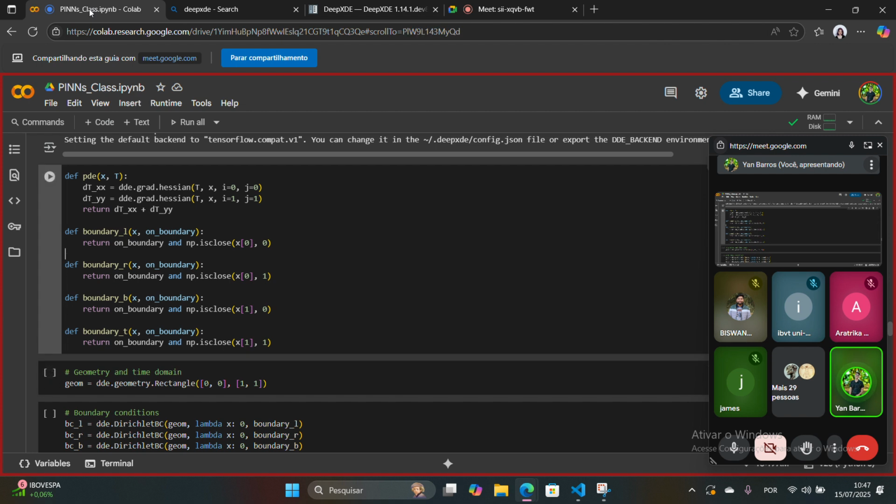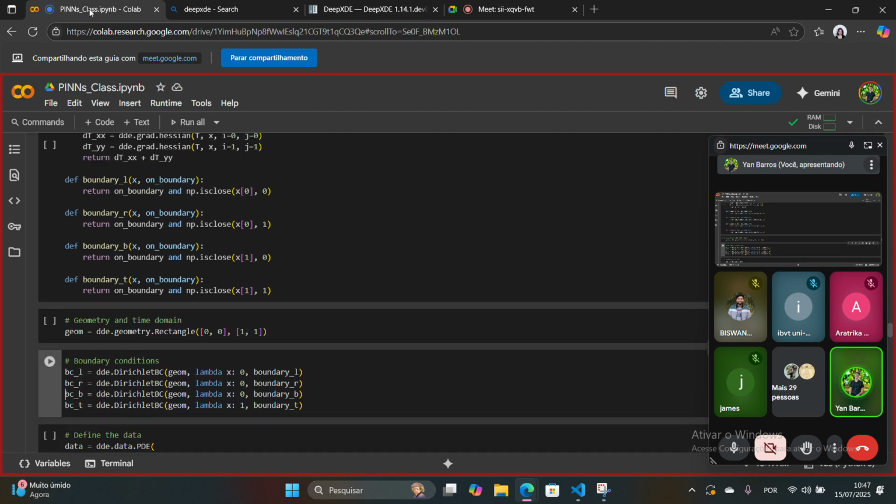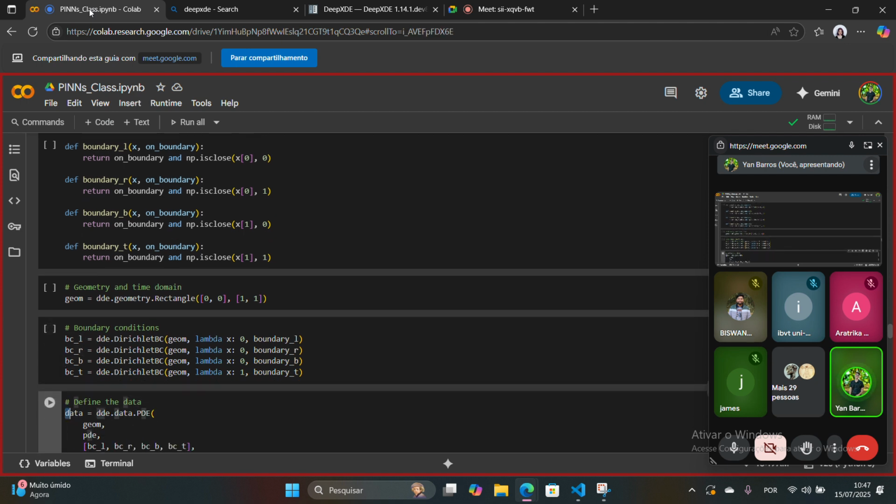So after setting the PDE here using the dde grad, we can set the geometry. It is really simple, like we have geometry. I'm using a simple rectangle here that goes from 0 to 1 in x and y. Then we have the boundary conditions. I've used the Dirichlet boundary conditions here. Then we put the geometry. It's a rectangle, so we have 4 boundary conditions, like the 4 edge points of the rectangle. So then we generate the data using the, yeah, just let me check.